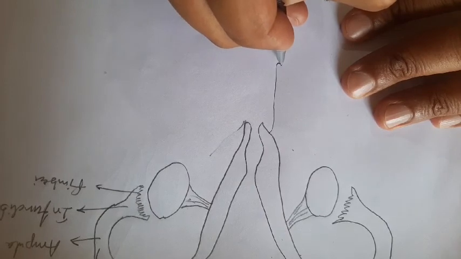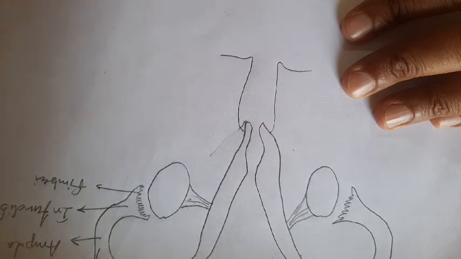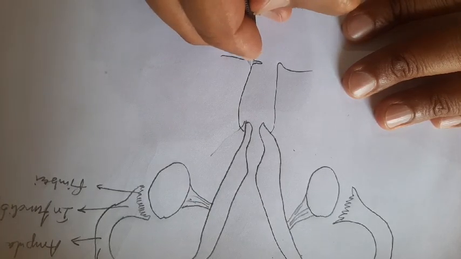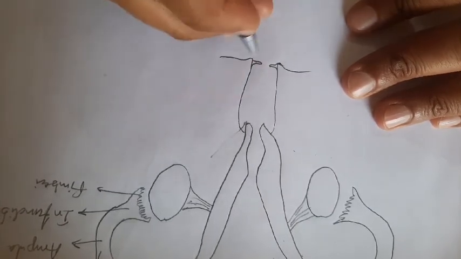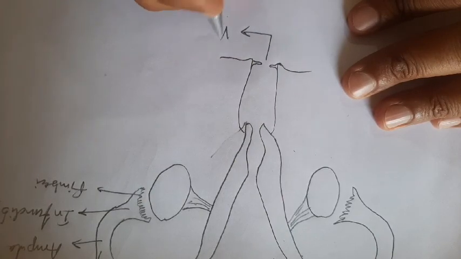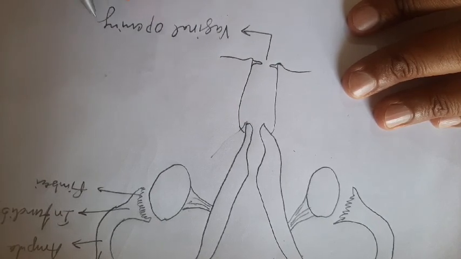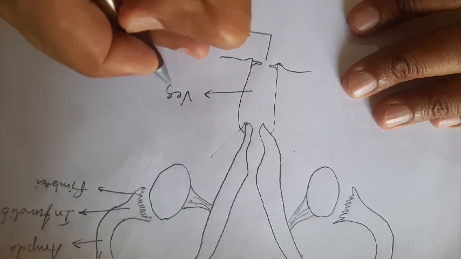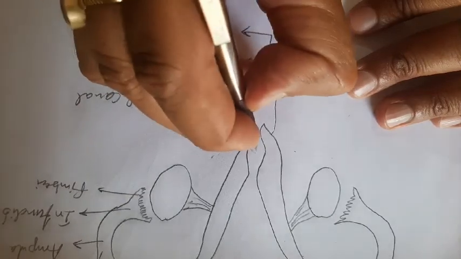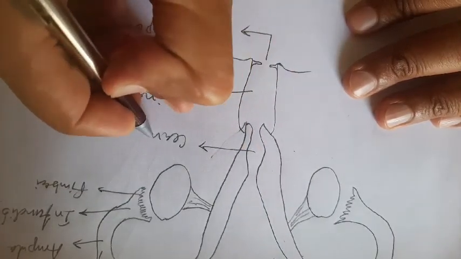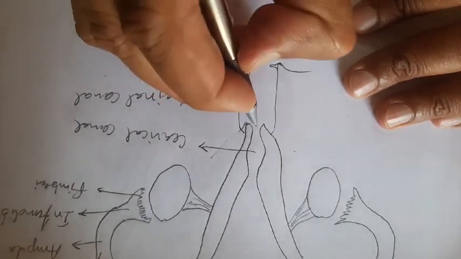This is the vaginal canal. And this is a membrane called hymen. This is the vaginal opening. This is the vaginal canal. This is the cervical canal. And this is the cervix portion.